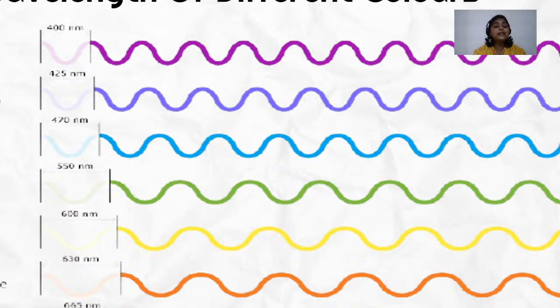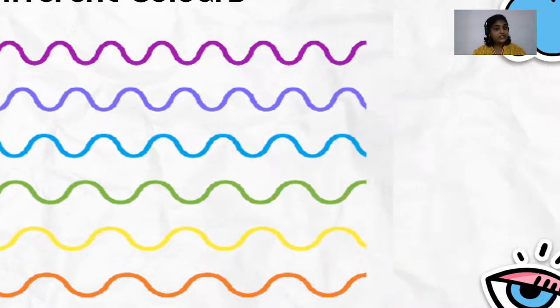VIBGYOR is the seven different colors. Even the rainbow consists of the seven different colors in the same fashion: violet, indigo, blue, green, yellow, orange, and lastly red. You need to remember that the least wavelength is with respect to violet, and the color with the highest wavelength is red. Now moving to the next slide.